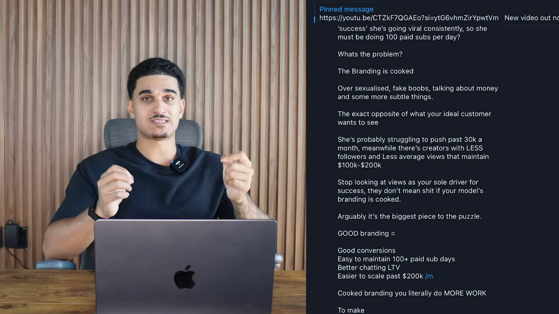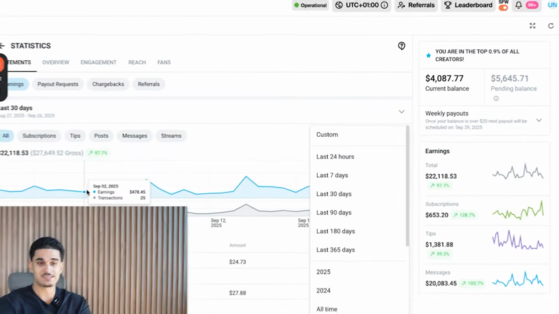The most common misconception is that you need a lot of traffic to make $30,000, $20,000 a month. I literally went through this in my Telegram channel today. I'll pop it up on the screen. The importance of branding. If you understand what the customer wants to see, and if you understand how to brand your model correctly, the reality is that you don't need a lot of traffic, you don't need a lot of views, you don't need a lot of subscribers to make $20,000, $30,000 a month.